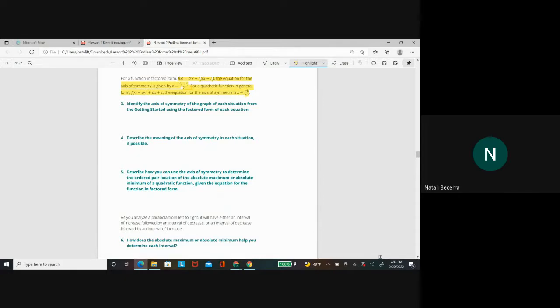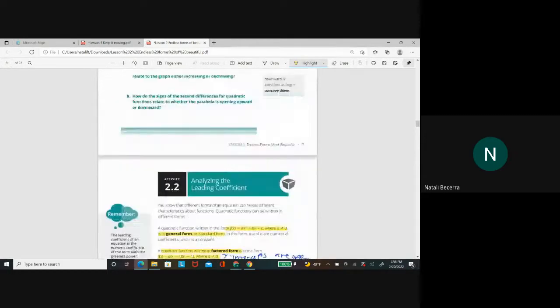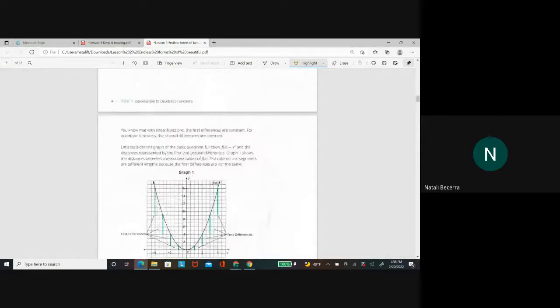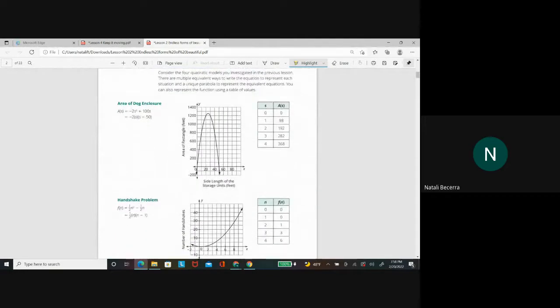So we're going to do number 3 and we're going to do number 5. Number 3 says identify the axis of the graph of each situation from the getting started using the factored form of each equation. You're going to have to flip back some pages until you get to the getting started. Where's the getting started? Here we are, right here. All right, let's do some examples.